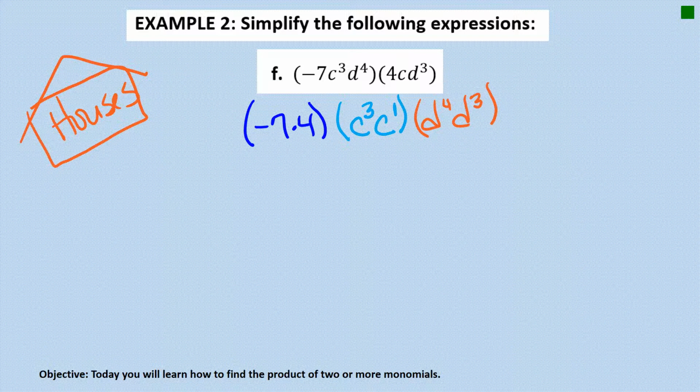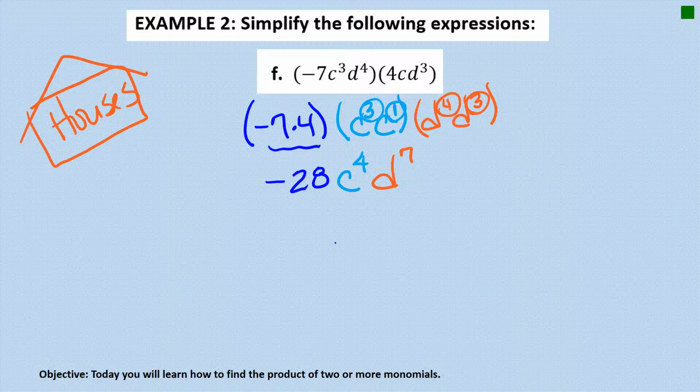Okay, now, -7 and 4, those are just numbers. We've been doing those since first grade. -7 times 4 is -28. How many C's are sitting around my dinner table? I got 3 C's, 1 more C for a total of 4 C's. How many D's are sitting around my dinner table? I got 4 D's, 3 more D's for a total of 7 D's.